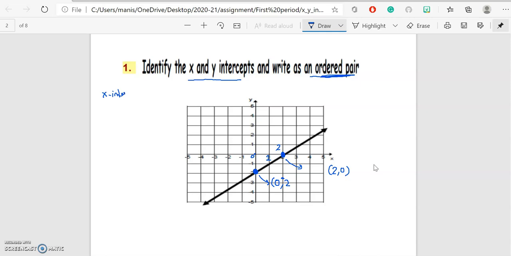X-intercept is what? 2. Y-intercept is negative 2. Now I have to write them in the form of ordered pair. So ordered pair is this. Ordered pair is what? 2, negative 2. This is how we can write them. Okay, so those are the 2 points over here.